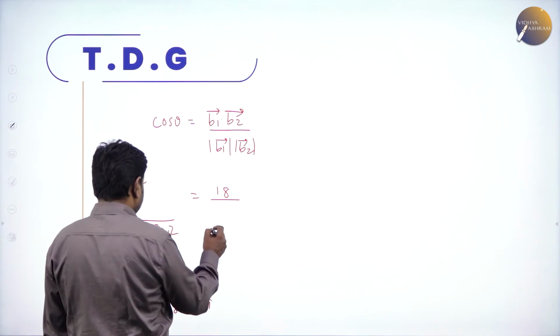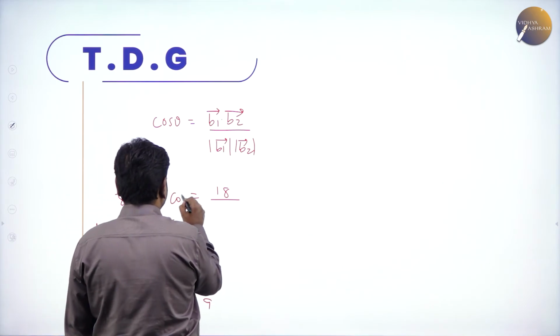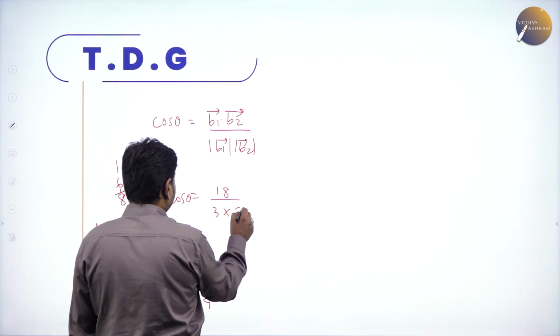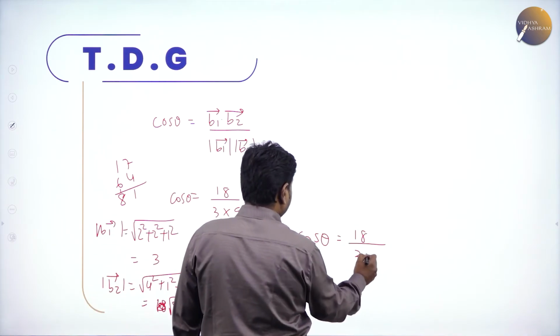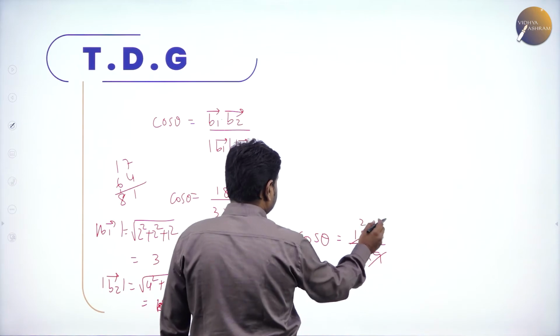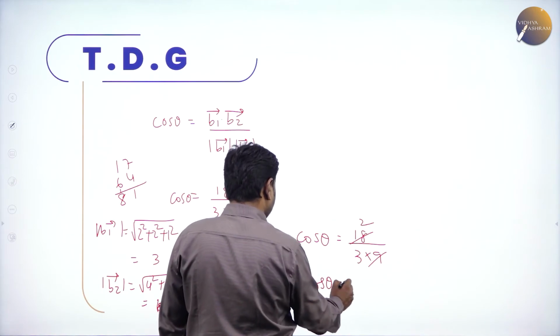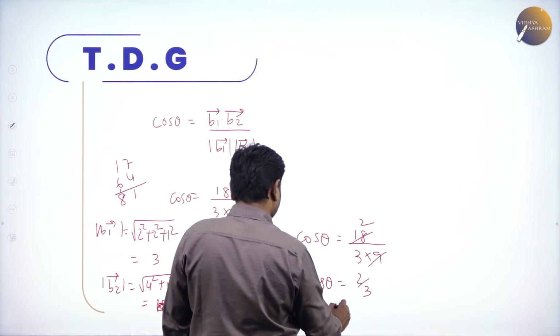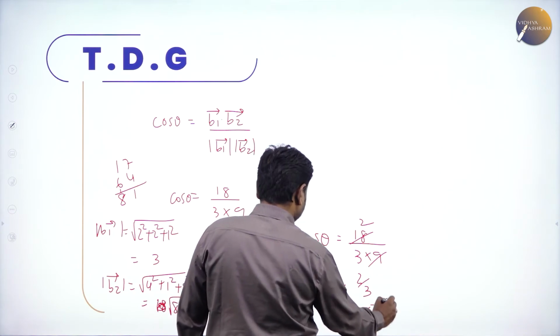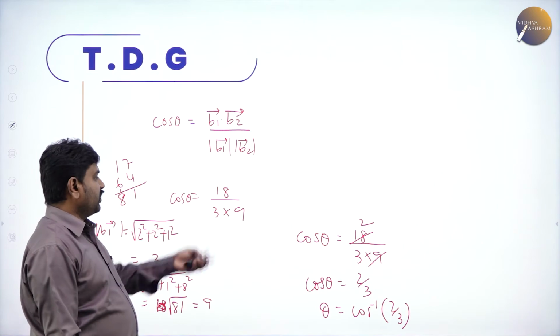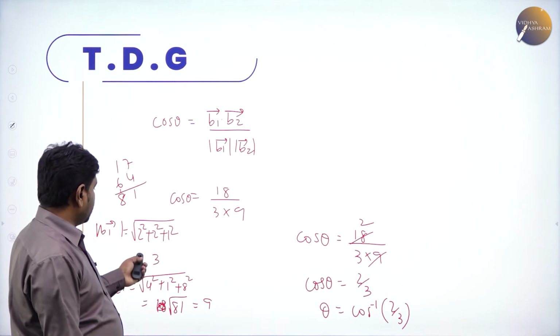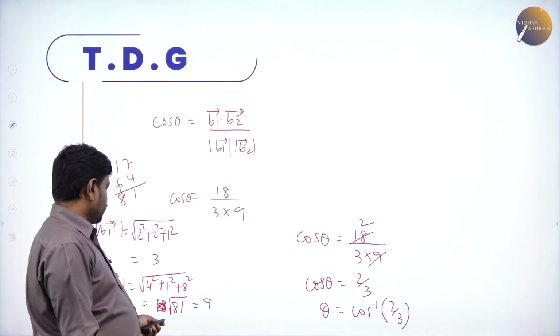So root 81 is 9. Substituted, cos theta is equal to 18 by 3 into 9. 9 ones are 9, 9 twos are 18. So cos theta is equal to 2 by 3 and theta is equal to cos inverse of 2 by 3. This is the angle between the pair of lines. b1 dot b2 we got 18, the magnitude of b1 we got 3, and the magnitude of b2 we got 9.